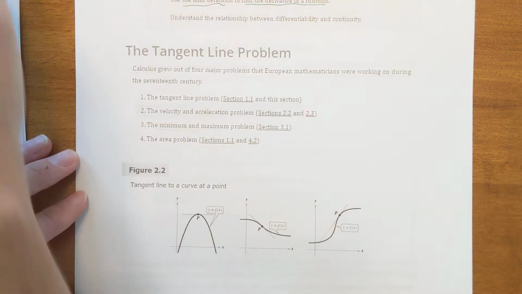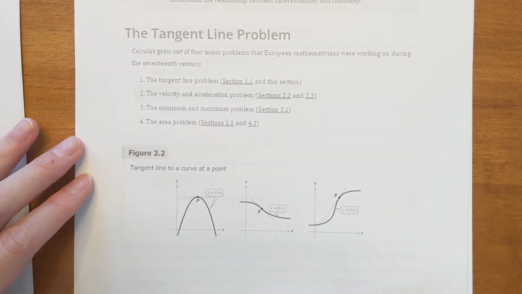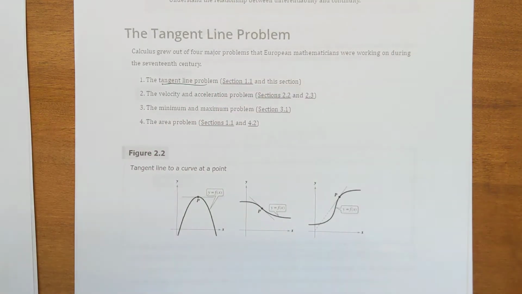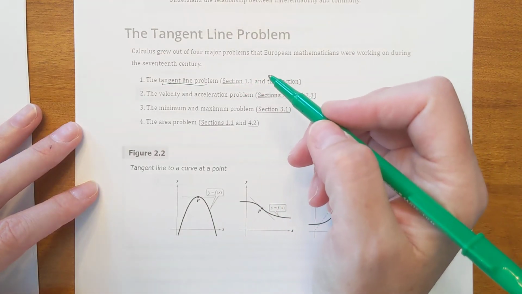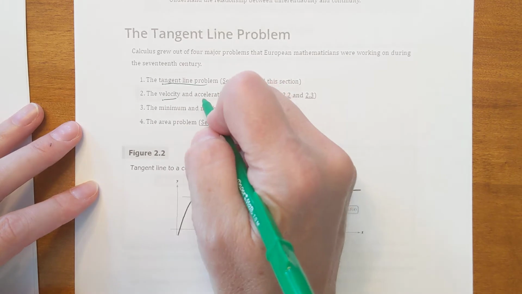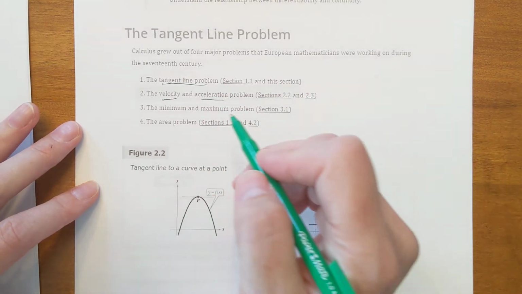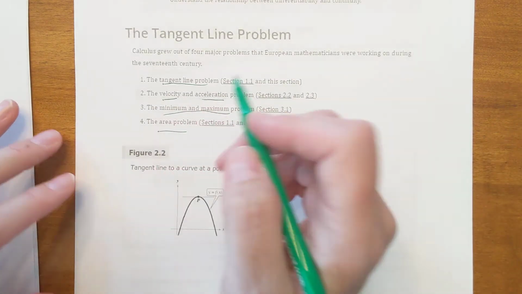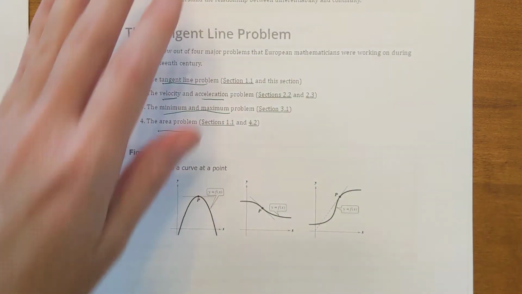So just a little bit of history. The calculus grew out of four major problems that European mathematicians were working on during the 17th century. The tangent line problem, which is what we're doing today. And then the tangent line is all about the slope at that point on the curve. And using that slope, we're going to talk about velocity and acceleration in other sections. And using that same slope, we're going to talk about minimum and maximum, and we're going to find the area. Use area problems with it.